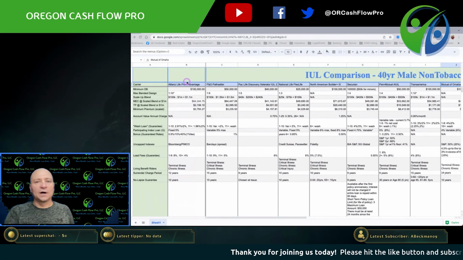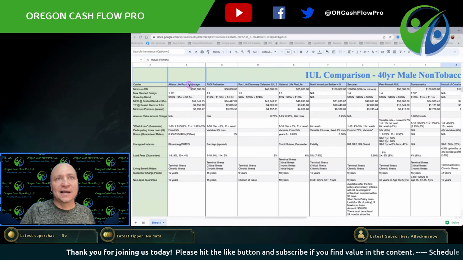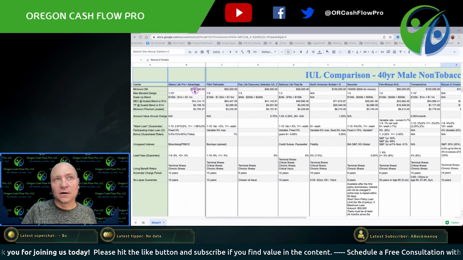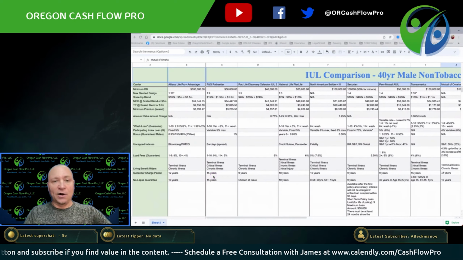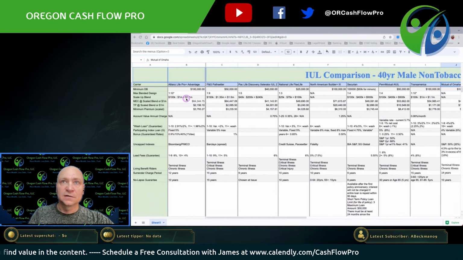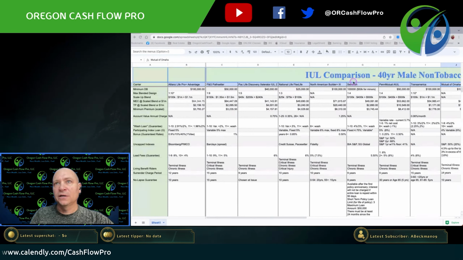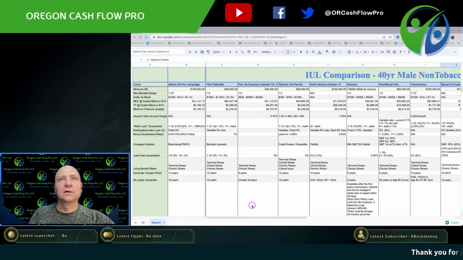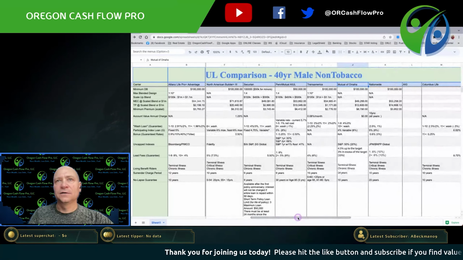Let's start off here. So Allianz happens to be my top selling product. So I have that one locked in here at the side. I tend to always compare what these numbers show in all these different columns. Now, I've sold more than just Allianz. I think last year I sold Allianz, F&G, National Life, North American, and Securian. I think that's it. So I think I sold 5 different carriers, IULs, last year.